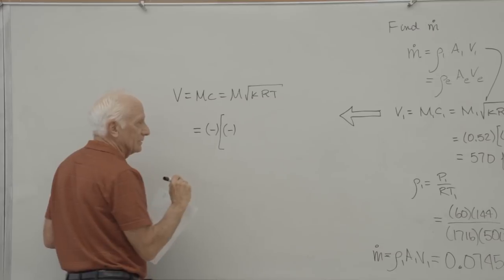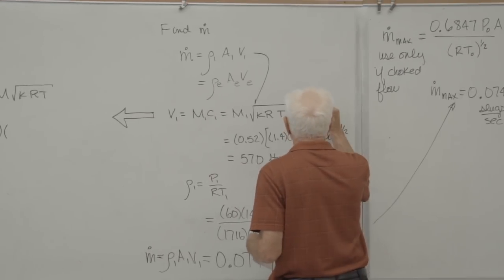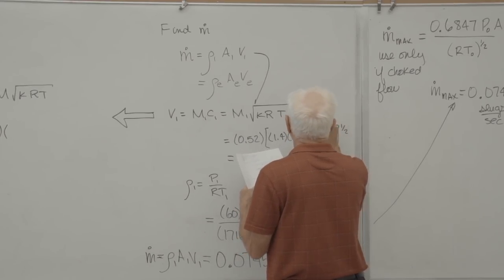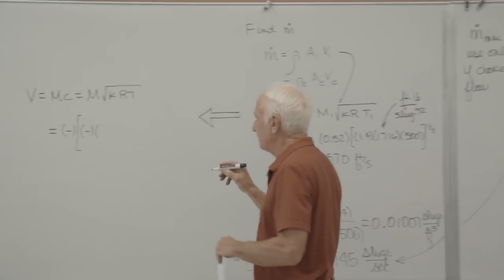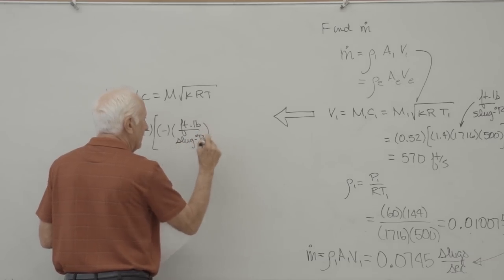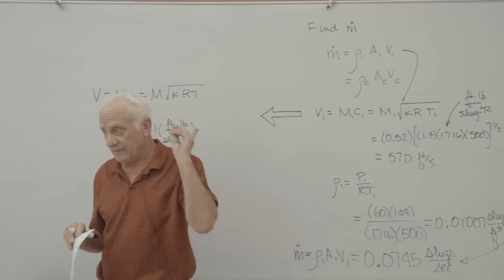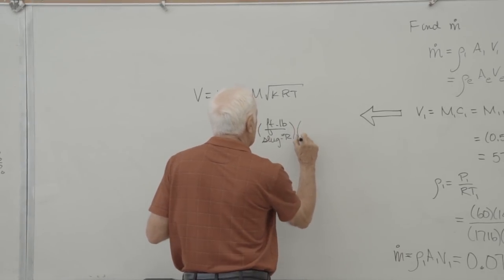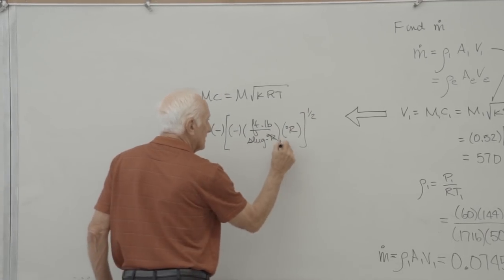K is dimensionless. R, this 1716, is in foot-pounds per slug degree R. So I put that in here. That value's not in the back of our book because he only puts SI values in the appendices. You've got to go to a different textbook to find that R value with British gravitational. But that's the units anyway. Temperature, degrees R, square root. Degrees R cancel out.